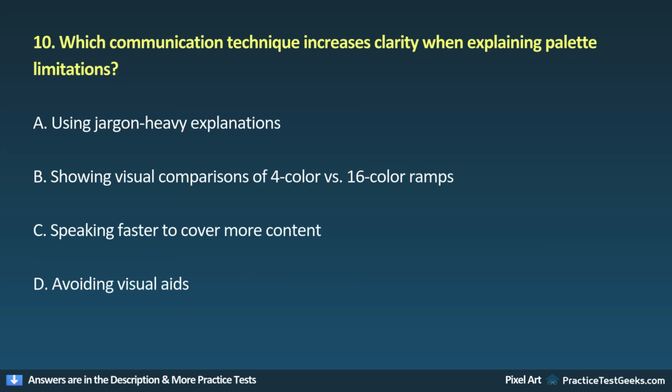10. Which communication technique increases clarity when explaining palette limitations? A. Using jargon-heavy explanations. B. Showing visual comparisons of 4-color versus 16-color ramps. C. Speaking faster to cover more content. D. Avoiding visual aids.